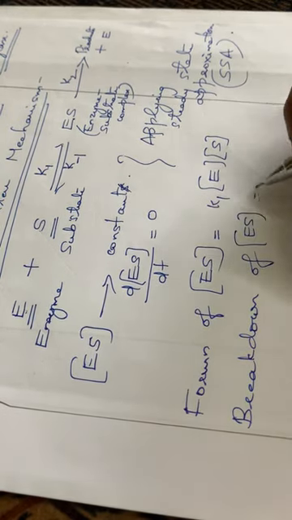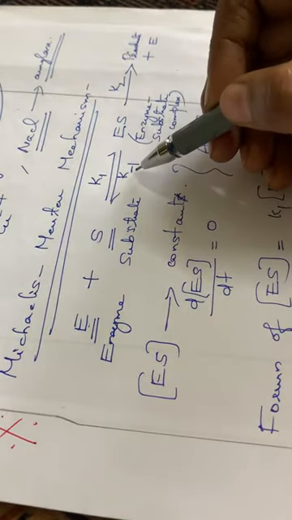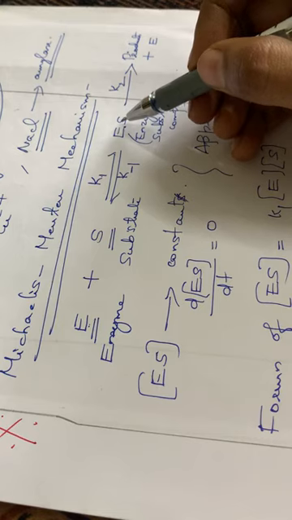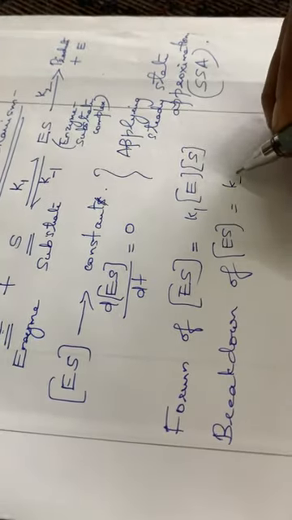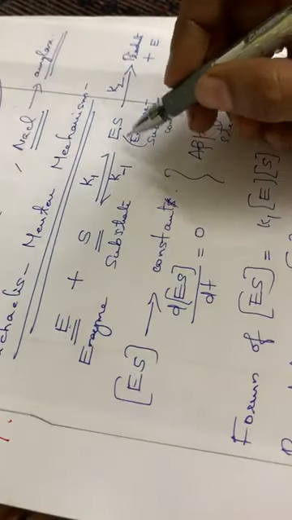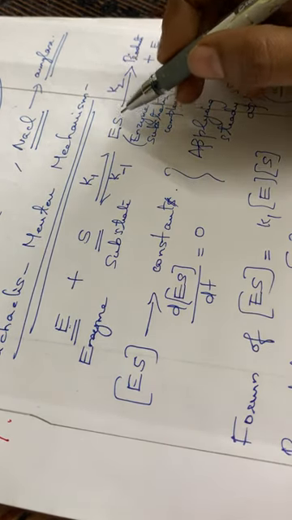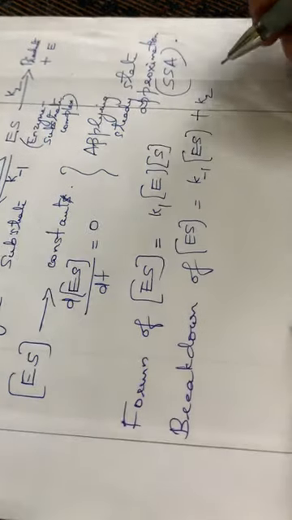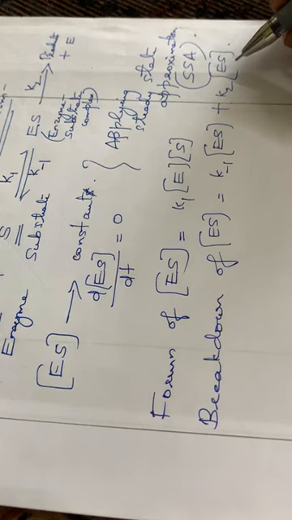Then the next step, the breakdown or the decomposition of ES. The decomposition of ES means this reaction, isn't it? That is K inverse into ES, as here this ES is decomposed. In this step, this ES is disintegrating to form the products, plus the next step is K2 into ES. So that is the rate of decomposition, K inverse into ES plus K2 into ES.